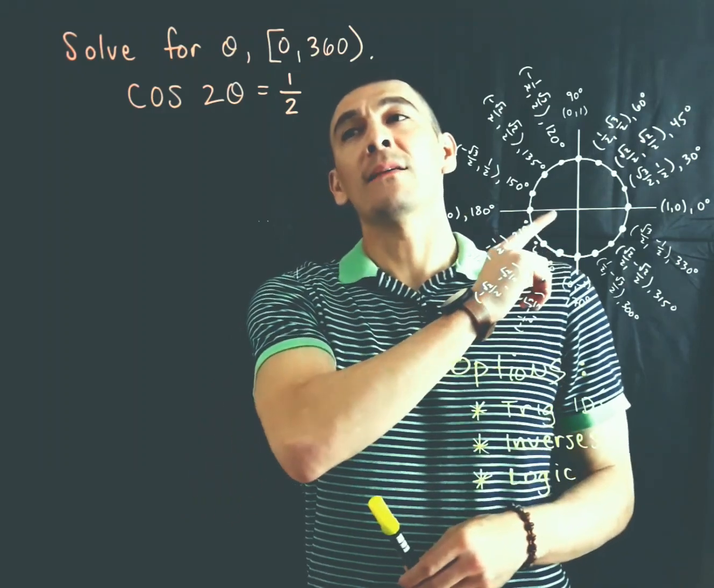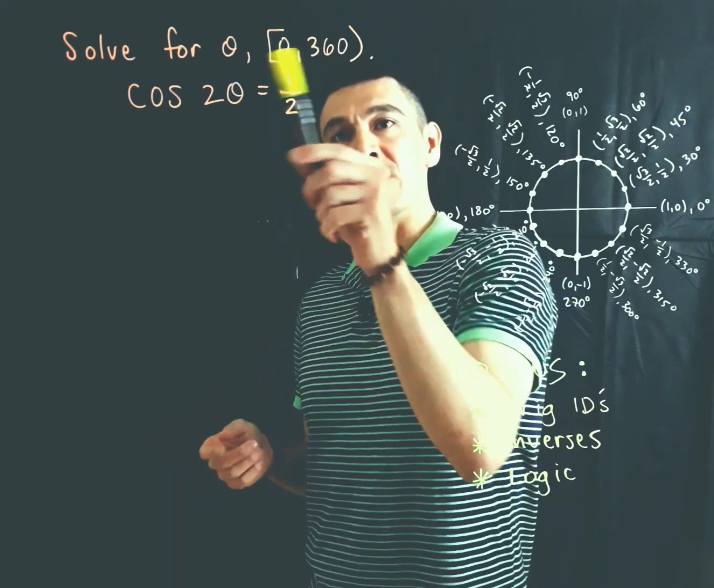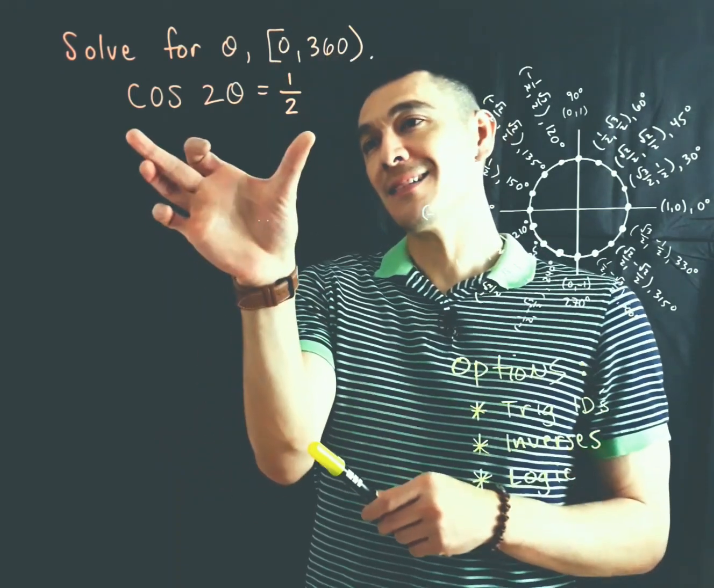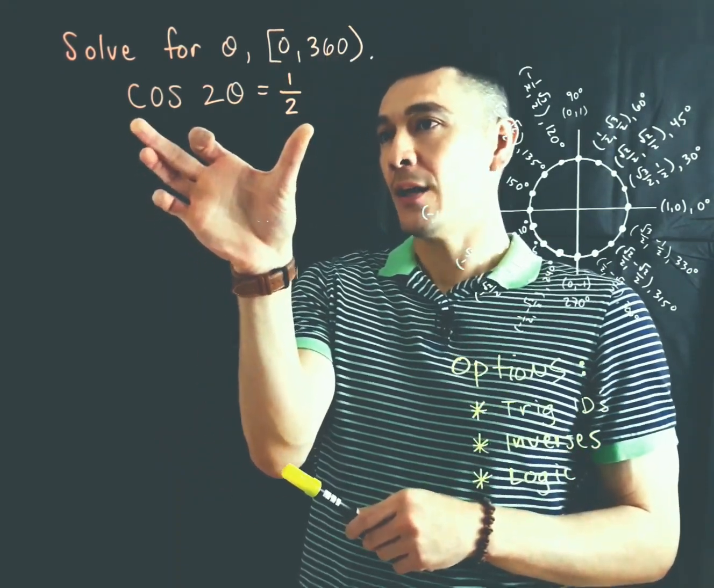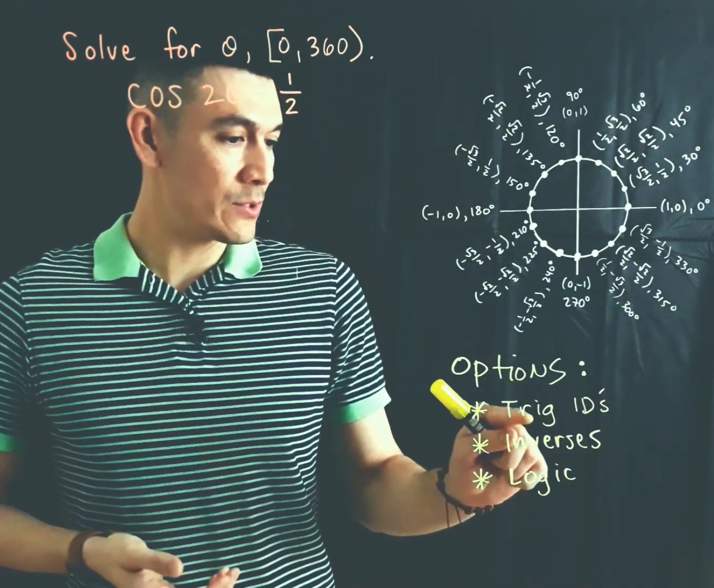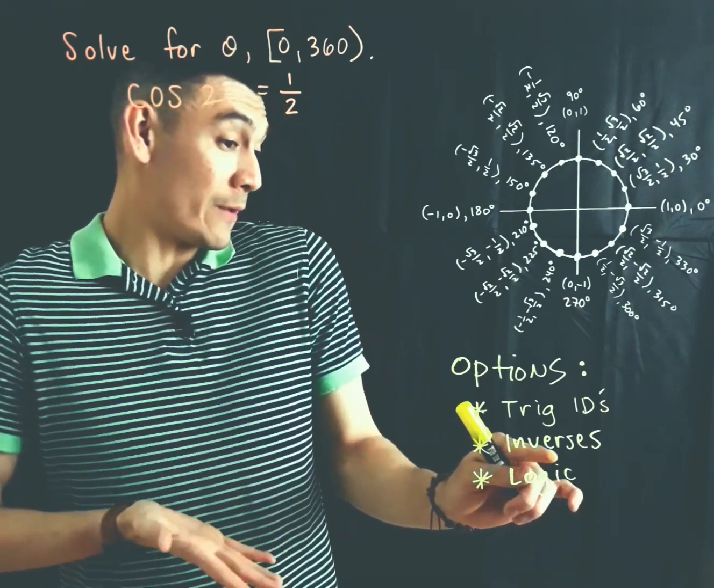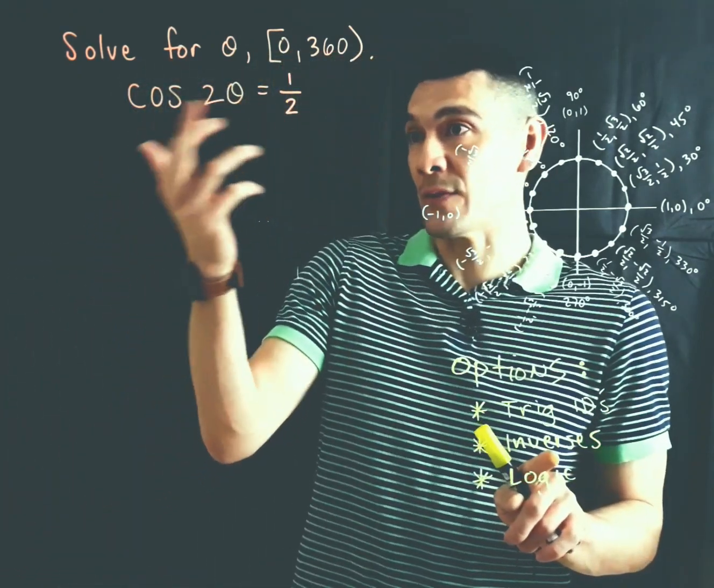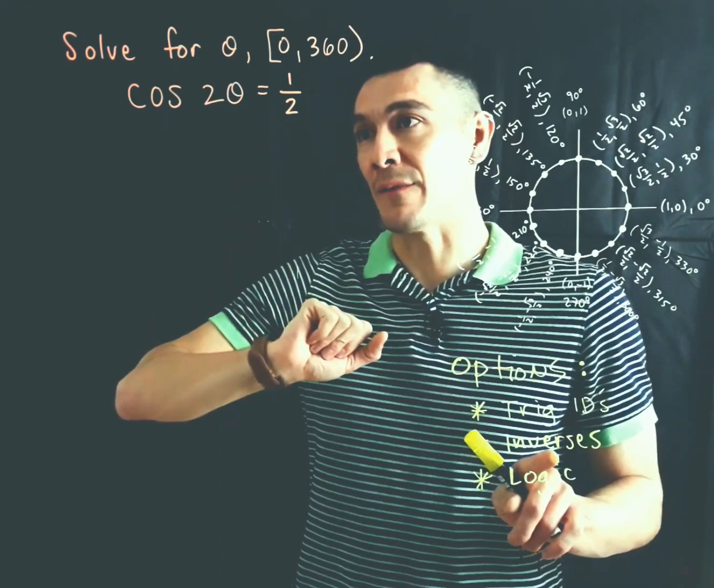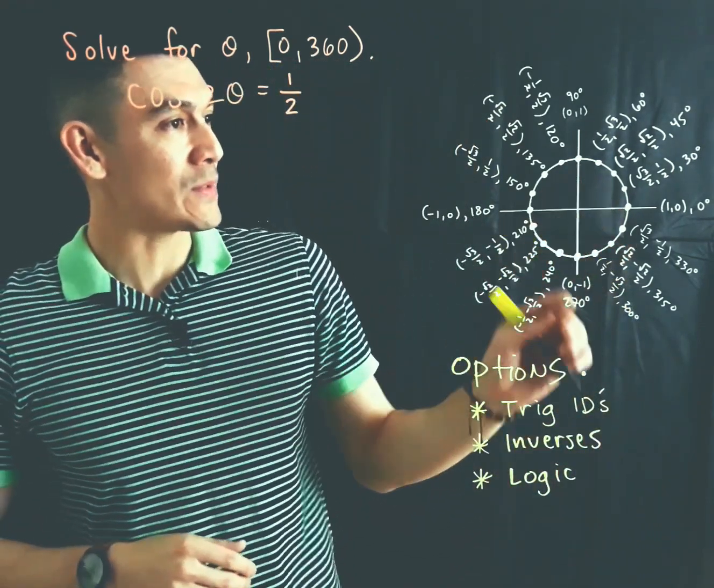The extra credit challenge. We're trying to find the value of theta in degrees between 0 and 360, and it has to satisfy this equation. Equations can be approached different ways. We can try to use trigonometric identities. We'll do that next time. We can use inverses. We can take the cosine inverse of both sides, but let's not do that for now. Let's try this problem more logically with the help of the unit circle.